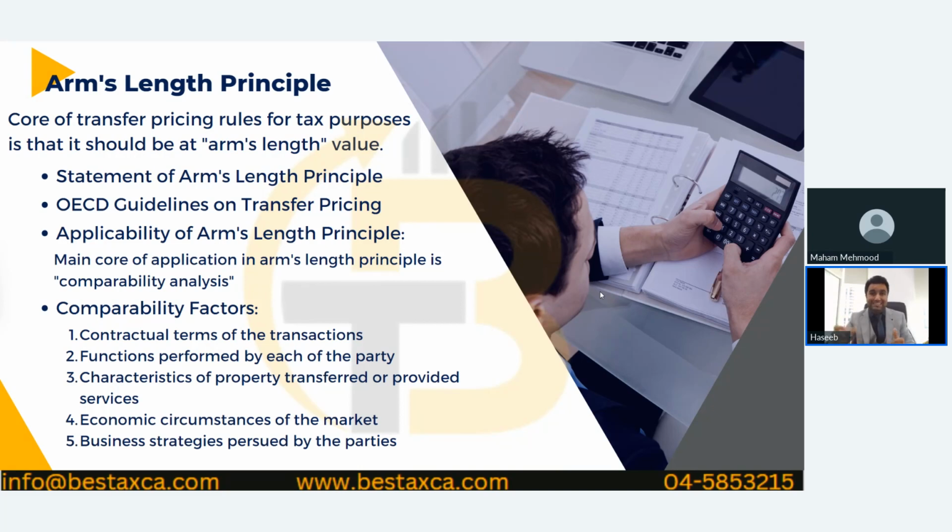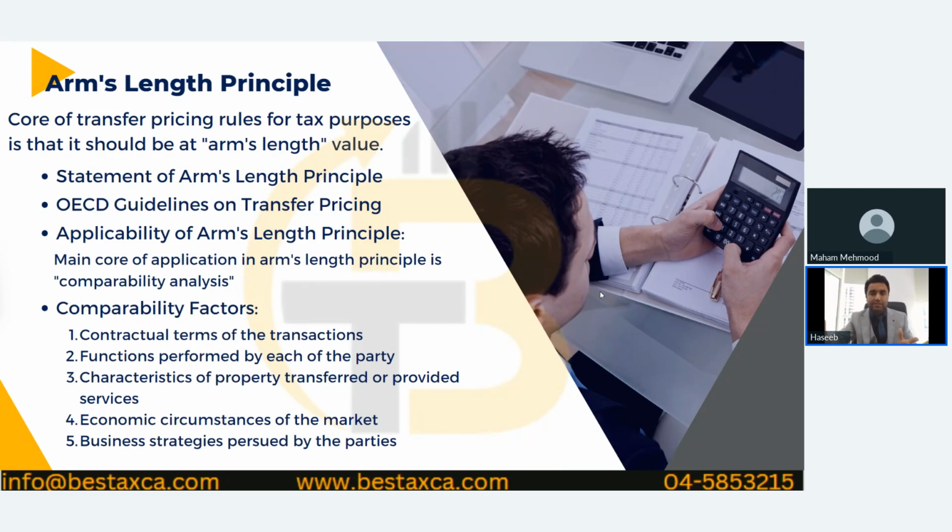OECD has specific guidelines on transfer pricing, which we will be discussing in the next few slides. Those are the methods that the company should follow whenever there is a transaction happening within the group companies.